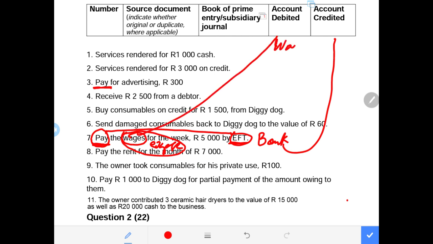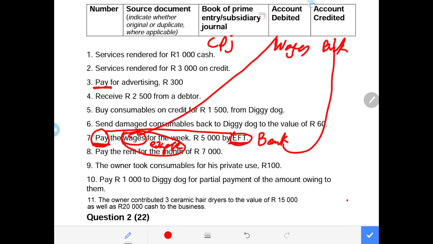So debit side, we have our wages. On the credit side, we have our bank. Then did we receive money or did we pay money here? We paid money. So if we paid money, that means this will be cash payment journal. We paid for cash. So that will go to the journal where cash is paid, called cash payment journal, CPJ.